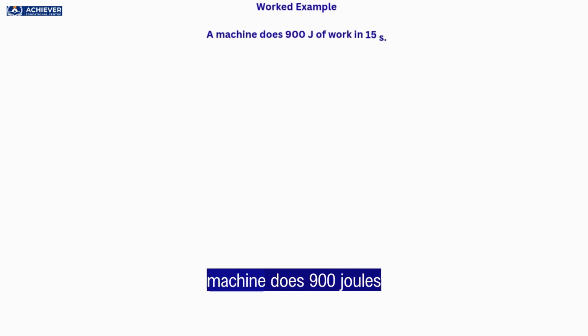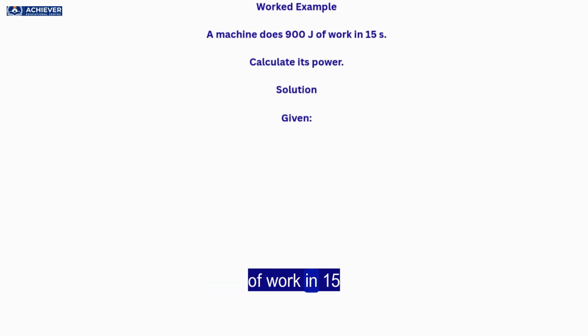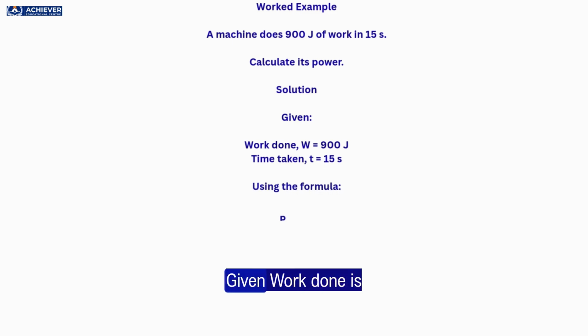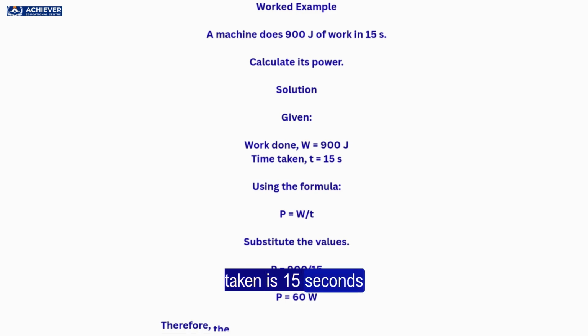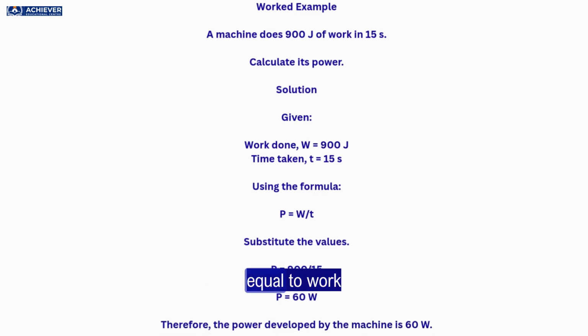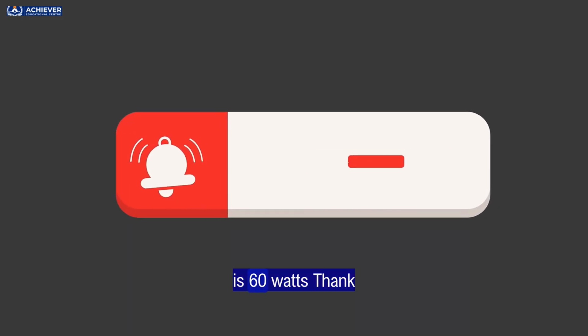Worked example. A machine does 900 joules of work in 15 seconds. Calculate its power. Solution. Given work done is 900 joules. Time taken is 15 seconds. Using the formula, power = work done over time. Substitute the values. Power = 900 / 15. Power = 60 watts. Therefore, the power developed by the machine is 60 watts.